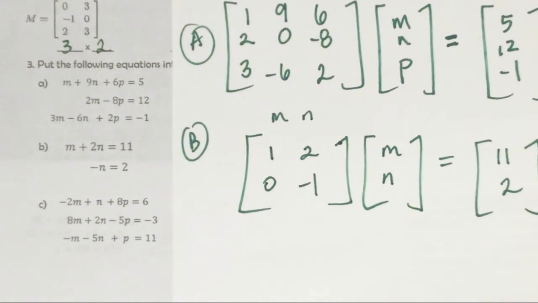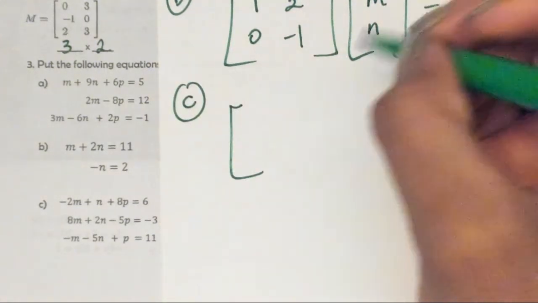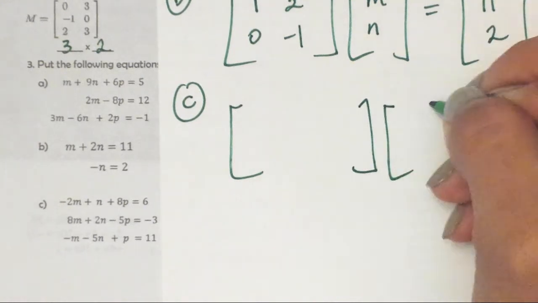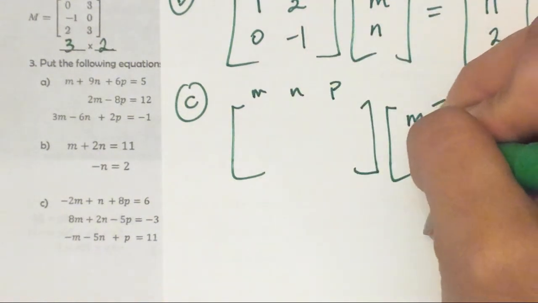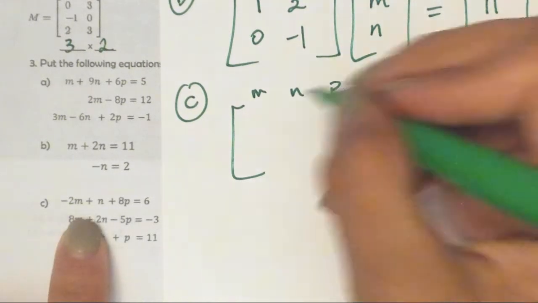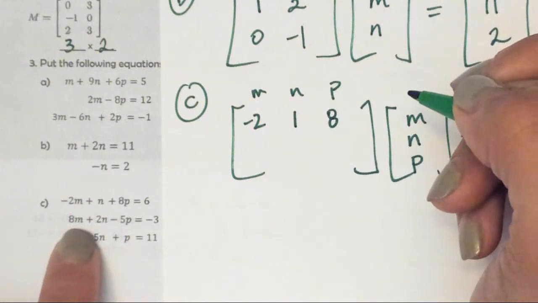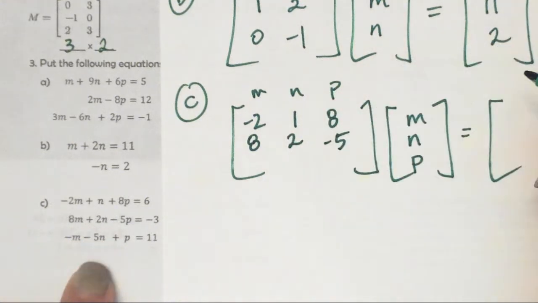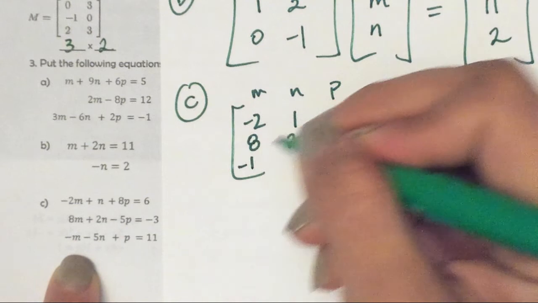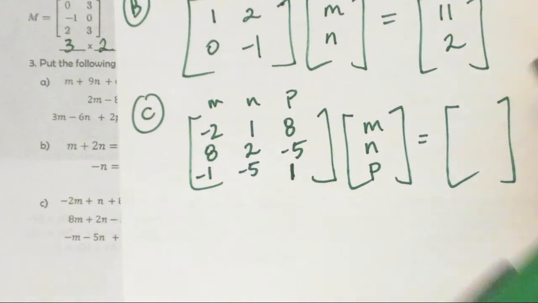Alright, let's go to letter C. So set up my matrix, set up my variable matrix, and then my answers. I have M, N, and P that I'm comparing. So I'm going to write them down, M, N, and P. First one is -2 is the leading coefficient, then it's 1, then it's 8. Second equation, first one is 8, then I have 2, then -5. Third one is going to be -1, -5, and 1. And then plug in your answers.